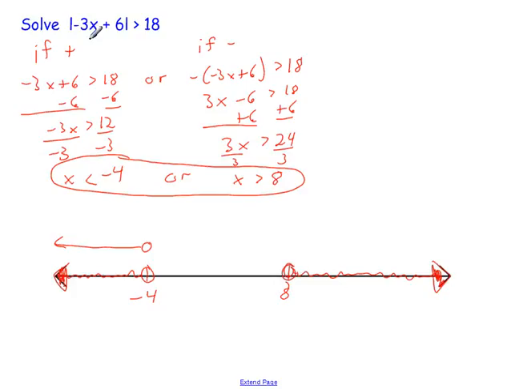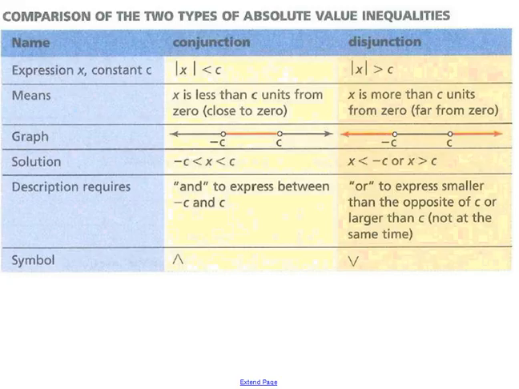You can find this table in your book. It sums up the comparison between a conjunction, which uses a less than sign, or less than or equal to, compared to a disjunction, which uses a greater than sign. This is kind of the geometry definition. The distance will be less than c units from 0, c whatever this number ends up being, or this number, and this is more than c units from 0.